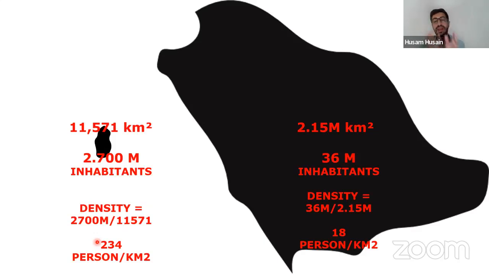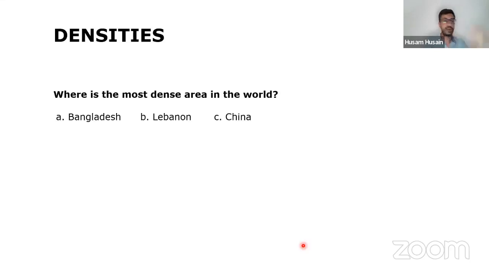In Saudi Arabia, only 18 people can live in 1 square kilometer. Why? Because the land is bigger. So the ratio between the land area and the population, the number of people in that area, is bigger. And this is why we can see that fewer people live in the same area than in Qatar. So now we get back to our question. Where is the most dense area in the world? Bangladesh, Lebanon, or China? We have the formula, so let's try to answer it.